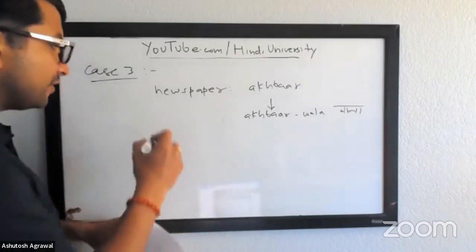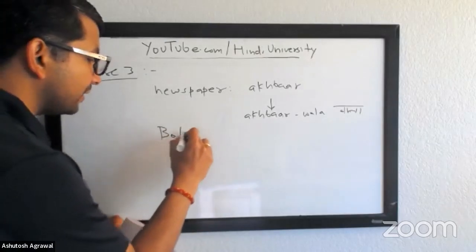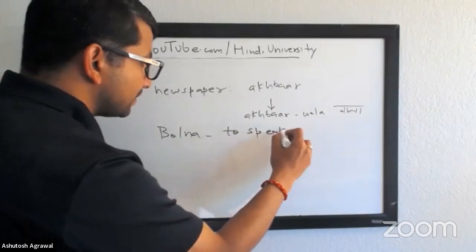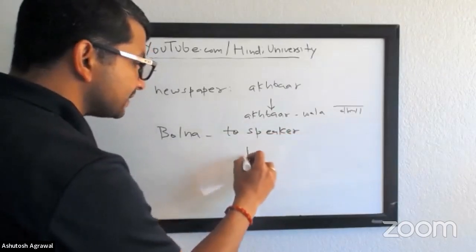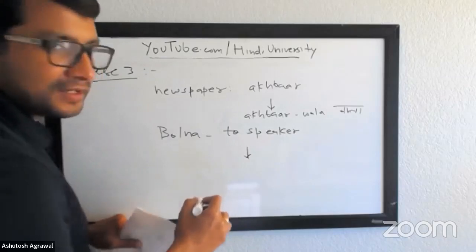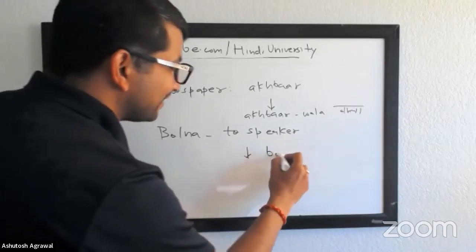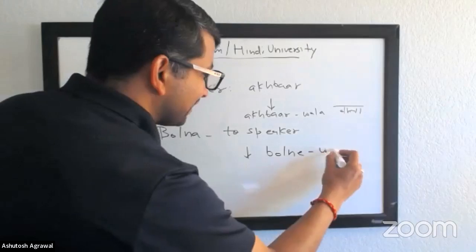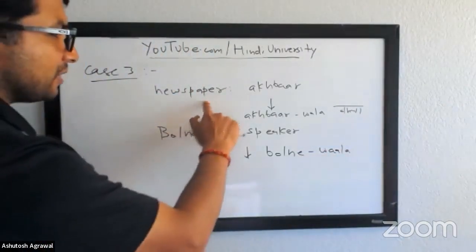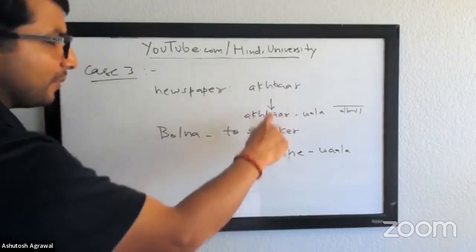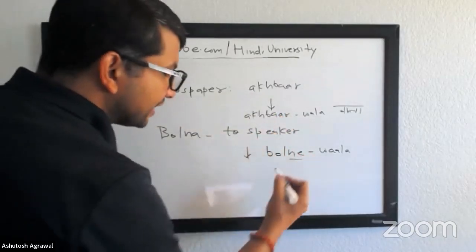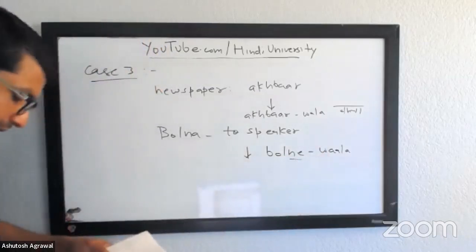Now, similarly, bolna is to speak. Okay, and someone who speaks is बोलने वाला. बोलने वाला. Okay, so from newspaper we went to akhbar. From akhbar to akhbar wala. From bolna it becomes the infinitive oblique bolne wala, right?